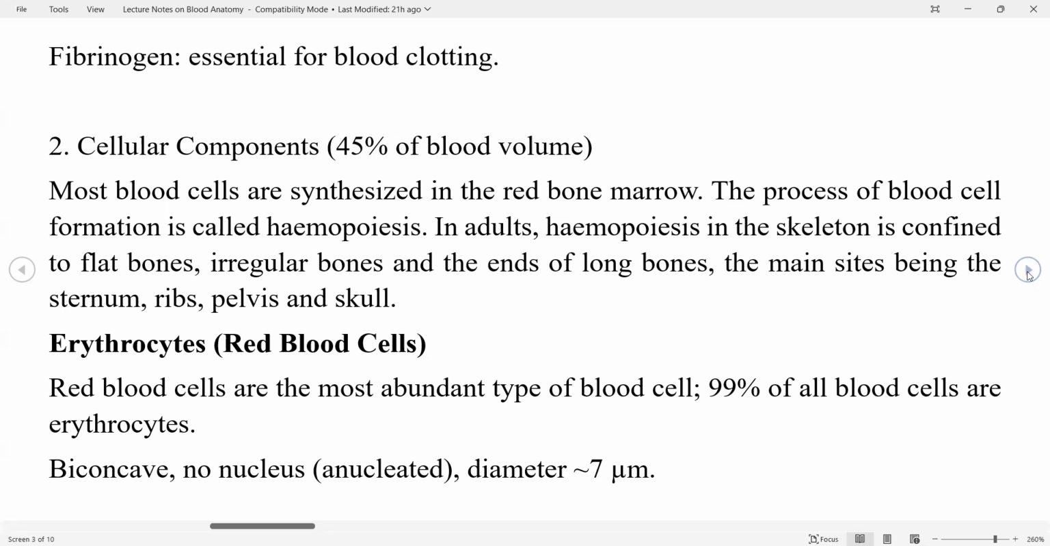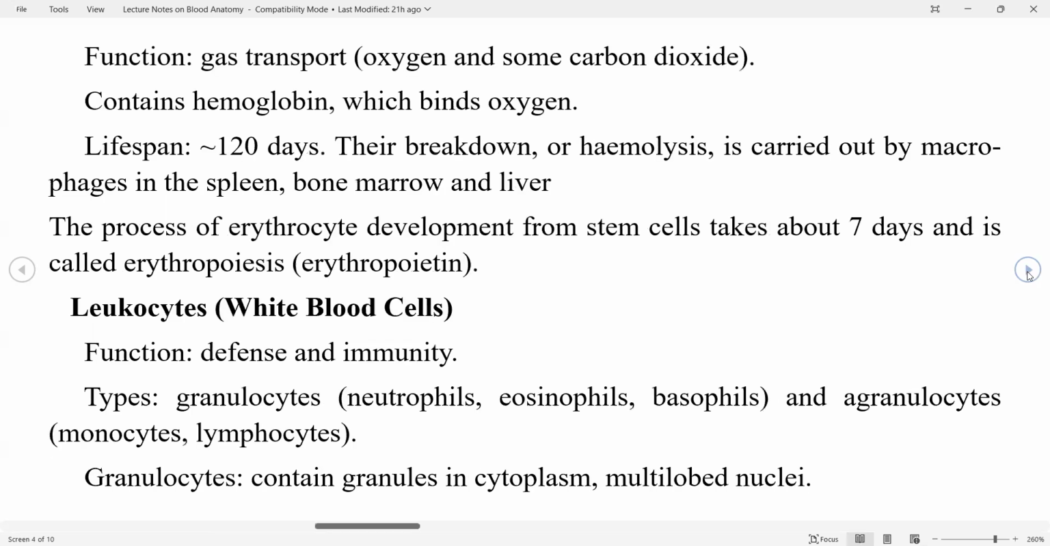This shape is very important, biconcave, and the fact that they do not have a nucleus is important. So what are the functions of the red blood cell? They transport oxygen and carbon dioxide. It contains hemoglobin. This hemoglobin is the red pigment which oxygen binds to. So the red blood cell transports oxygen in the form of oxyhemoglobin. That's the oxygen binding to the hemoglobin.